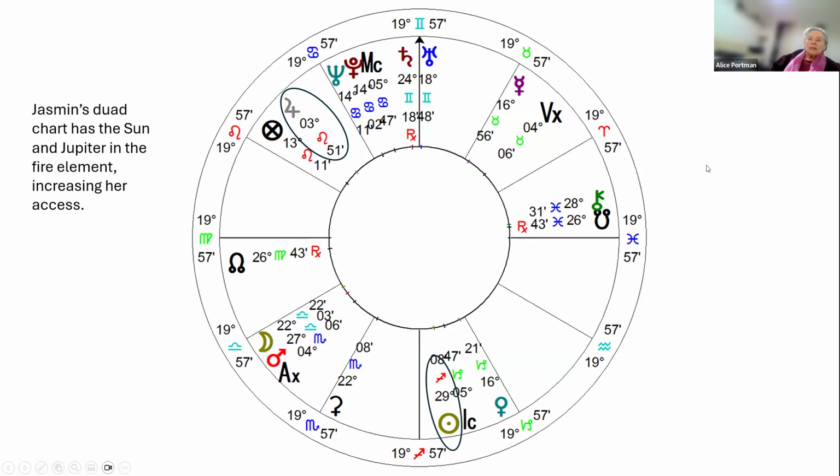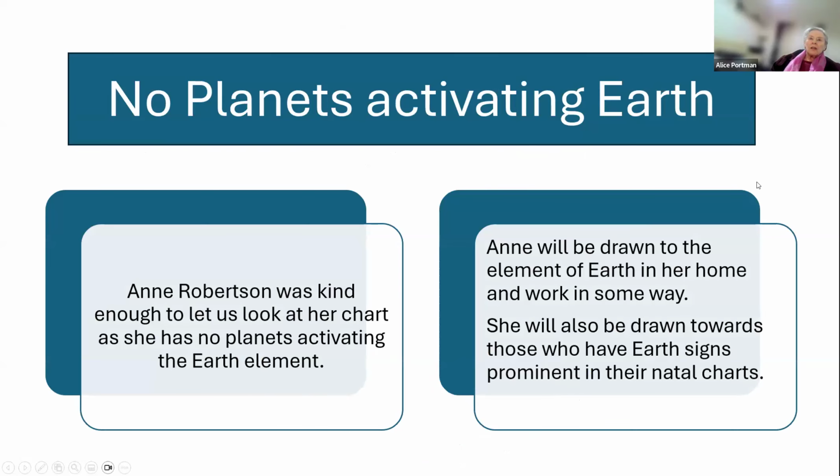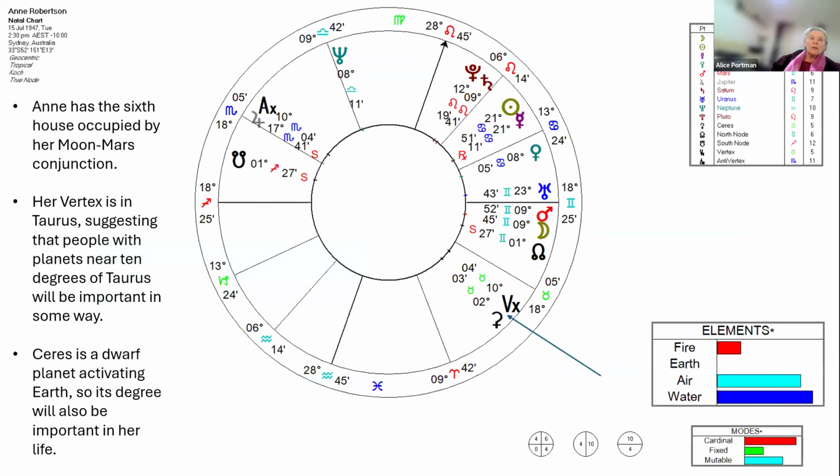Right, onwards and upwards. What's happening now? Here we go. Now, no planets activating Earth. So thrilled that Anne decided she'd share here. She doesn't have any planets activating the Earth element, but will be very drawn to the element of Earth in her home and work in some way, and also drawn towards those who've got Earth signs prominent in their natal chart, as we found that's working very well. Also, Anne's got a 6th house activated by her Moon-Mars conjunction, and bear in mind the Moon-Mars conjunction's really quite important in this case. And her vertex is in Taurus.